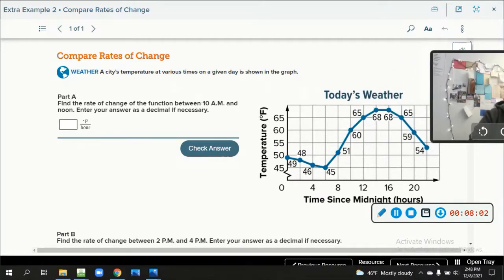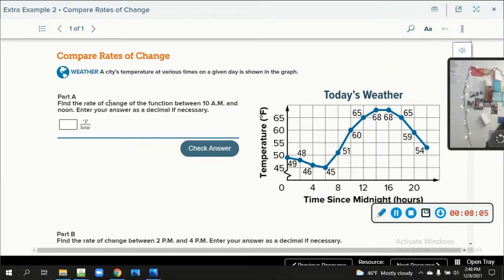So let's look right here. Find the rate of change of the function between 10 a.m. and noon. So let's find time since midnight. So we're going to find 0. That's 4 a.m., 8 a.m. It's grown by 2 each time. So 10 a.m. is going to be right here.